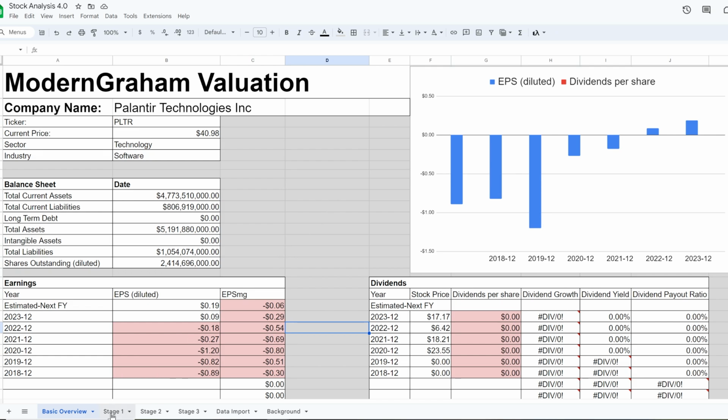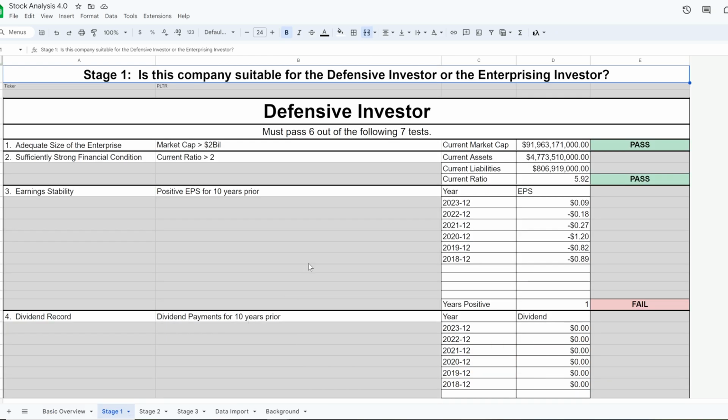So let's continue here. Stage 1 of the analysis is to determine if the company is suitable for the defensive investor or the enterprising investor. And the defensive investor is somebody who's not willing to do a lot of research. So they have very stringent requirements as to the company's financial statements to make sure that the companies that they are looking at are pretty strong. So here we have the first one: market cap has to be over 2 billion. It passes that easily. Current ratio has to be over 2. It's 5.92. It's got a great current ratio.